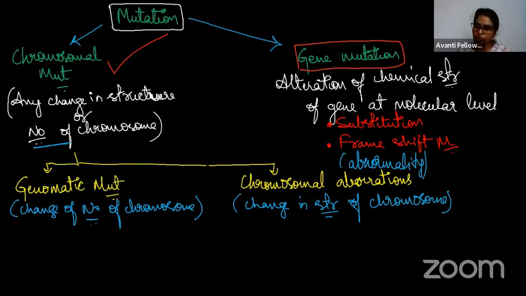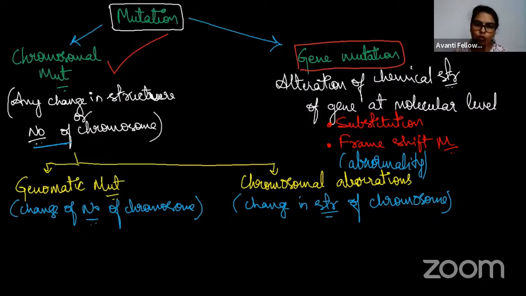Okay. So what actually is chromosomal mutation? Any change in structure or any change in number of chromosomes. ठीक है, क्या हो रहा है? Change in the structure or change in the number of chromosomes. So both these come under the category of chromosomal mutation. Okay, and there's a second category called gene mutation. So what actually is gene mutation? There is a change or alteration in the chemical structure at the genetic level or molecular level. Okay, so that alteration of chemical structure is gene mutation.